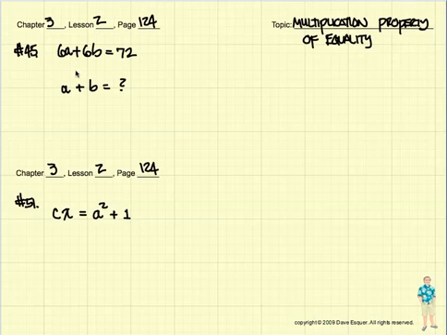Chapter 3, Lesson 2 is on pages 123 and 124 for homework. We're working on the multiplication property of equality today.